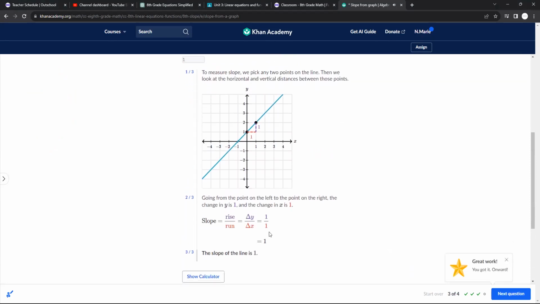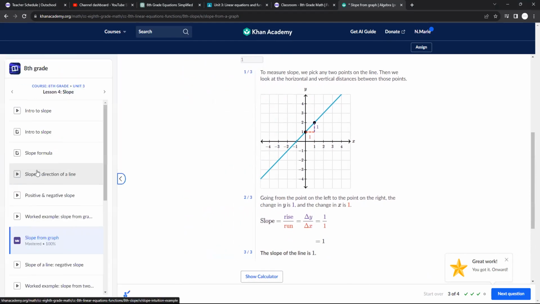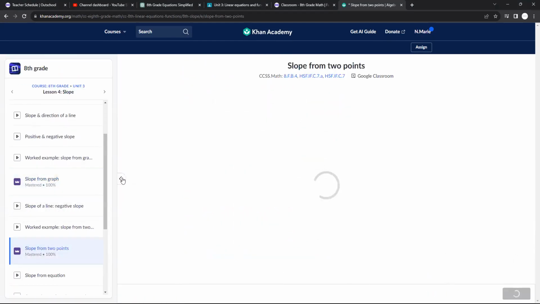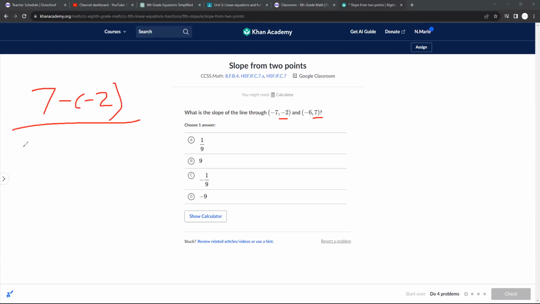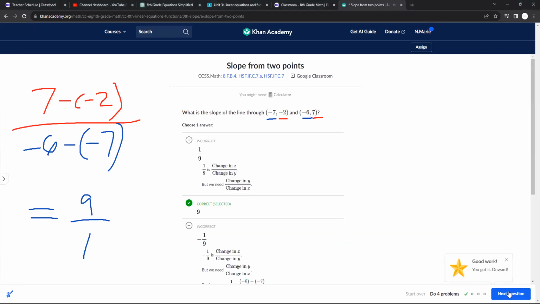Remember, if you don't know how to do something, they'll show you how to do it. So finding slope from a graph can be simple, but sometimes students struggle finding the points. So just practice with that. For this, it's simple. It's the change of y, so 7 minus negative 2, over the change of x, negative 6 minus negative 7. Make sure you know how to do integers. You're going to get 9 over 1, which is 9. That's the slope.